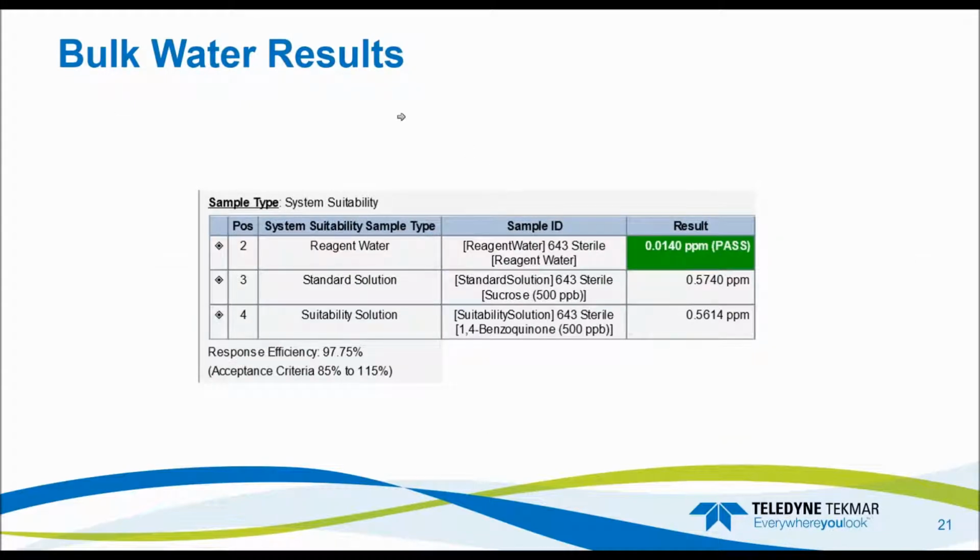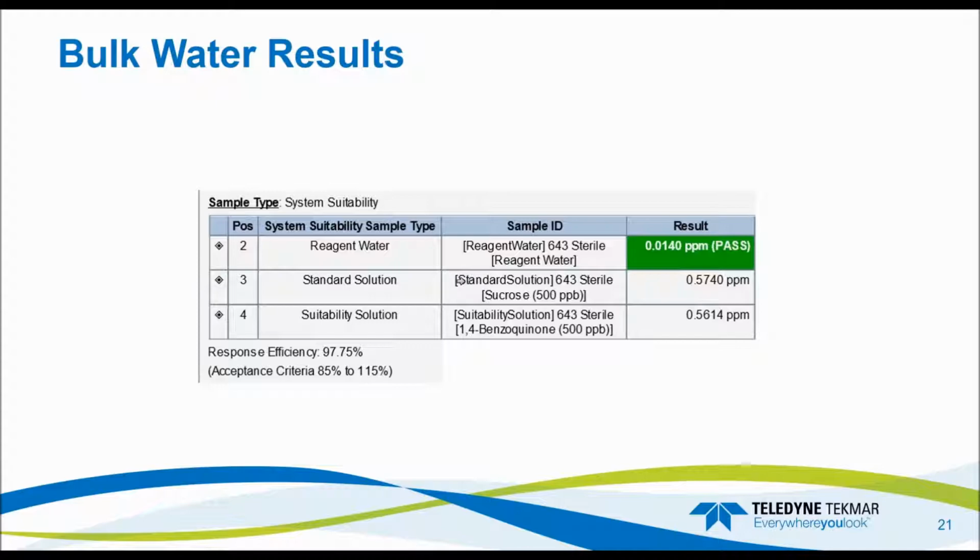And then here's my bulk water results. Remember, these are the 0.5 ppm results. So here's the reagent water. It must be less than 100 parts per billion. It's at 14, so definitely under 100 parts per billion. It passed. And then we got our sucrose and 1,4-benzoquinone.